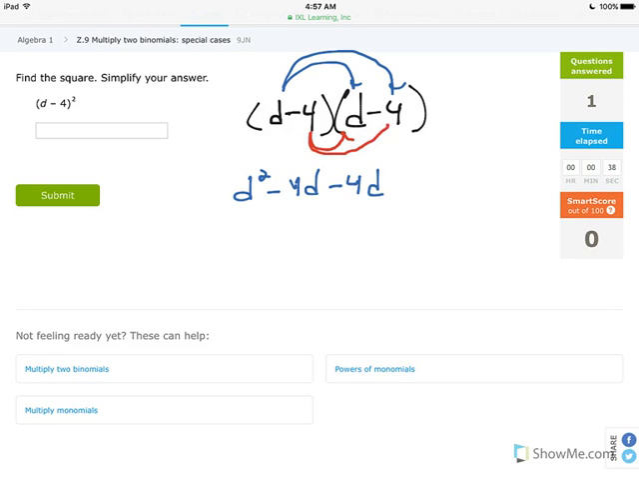And negative 4 times a negative 4, negative times a negative is going to make it positive. And 4 times 4 should get you 16. Once you have it all multiplied together, you just want to combine like terms. So you have your d squared. There's no other like terms with the d squared. Then you have the variable d to the power of 1. You have negative 4 and negative 4 more. So you have negative 8 d's. And then you have your 16. So that should be your final answer.